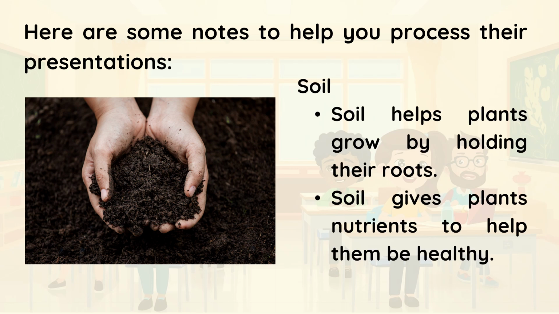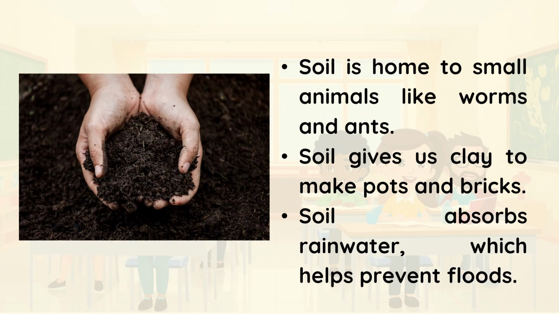We have here the soil. Soil helps plants grow by holding their roots. Soil gives plants nutrients to help them be healthy. Soil is home to small animals like worms and ants. Soil gives us clay to make pots and bricks. Soil absorbs rainwater, which helps prevent floods.